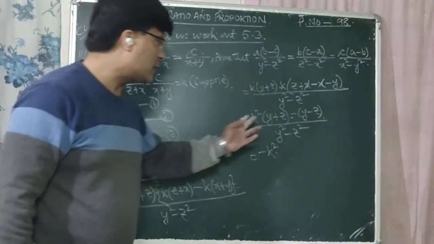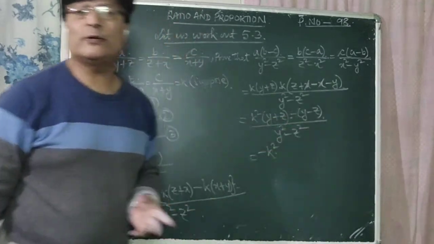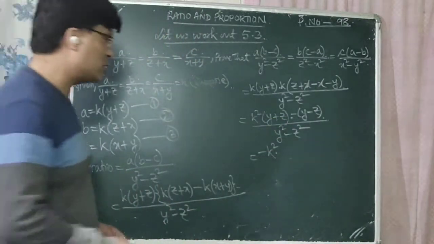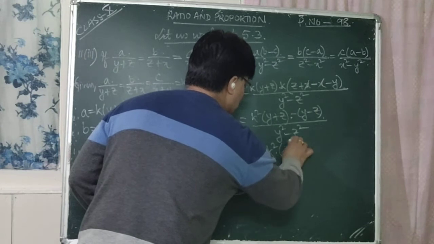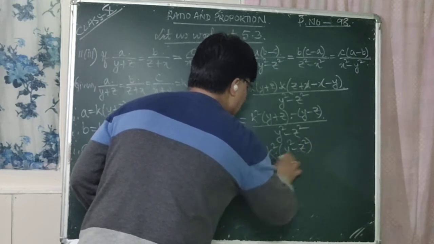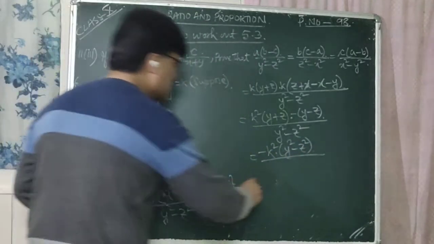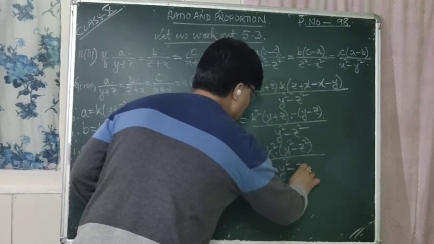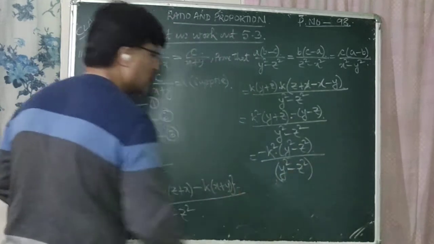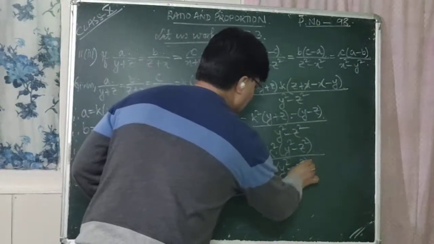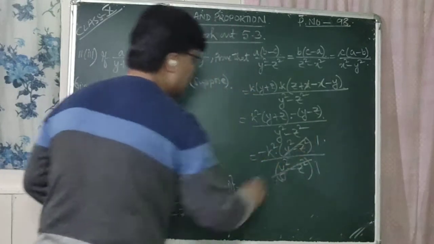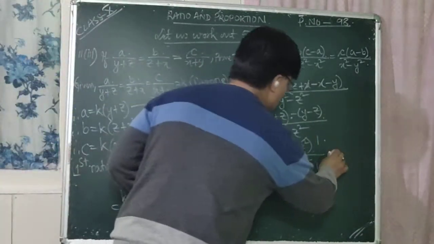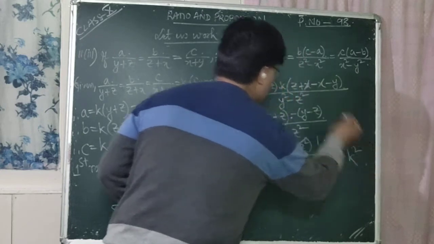So what is the formula that you can use here? A plus b into a minus b. What is it? A square minus b square. So it is y square minus z square divided by, in the denominator, y square minus z square. Is that clear? So you can cancel them one by one. That means which is equal to minus k square.